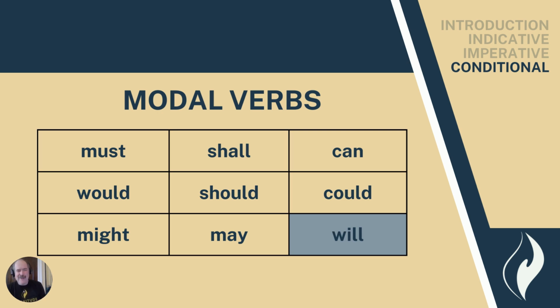Now the word will is a modal verb as well, but we actually use that for tense. So you can check out verb tense to learn more about that. You can see some of these pair up in terms of necessity. Shall is stronger than should, can stronger than could, must stronger than might, which is stronger than may.